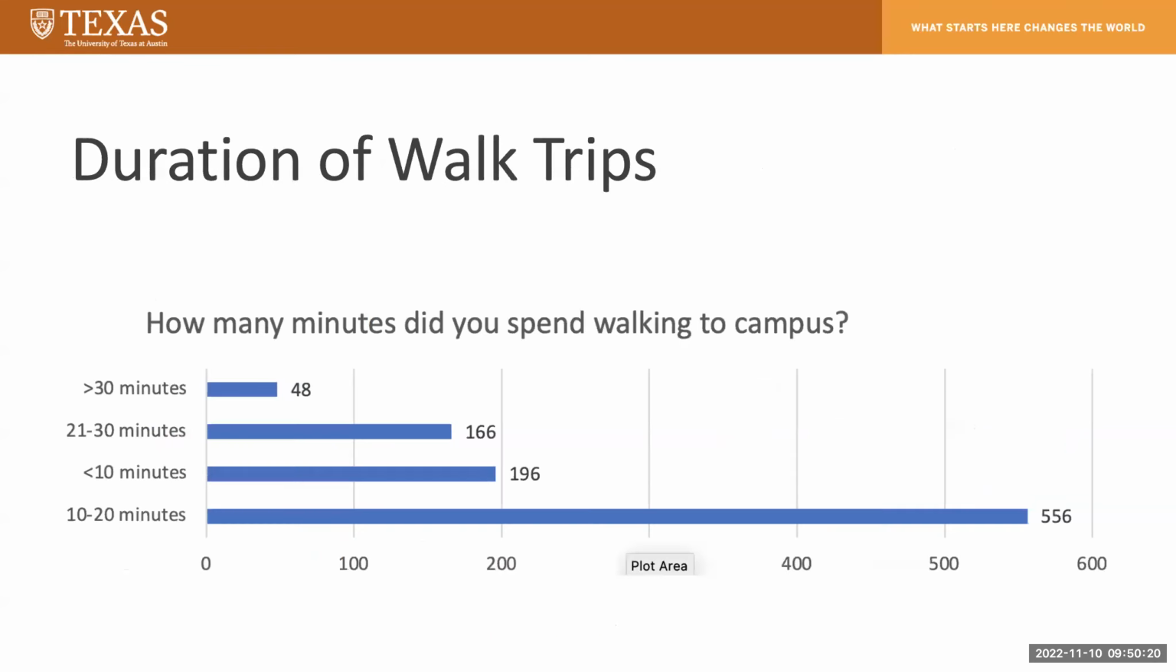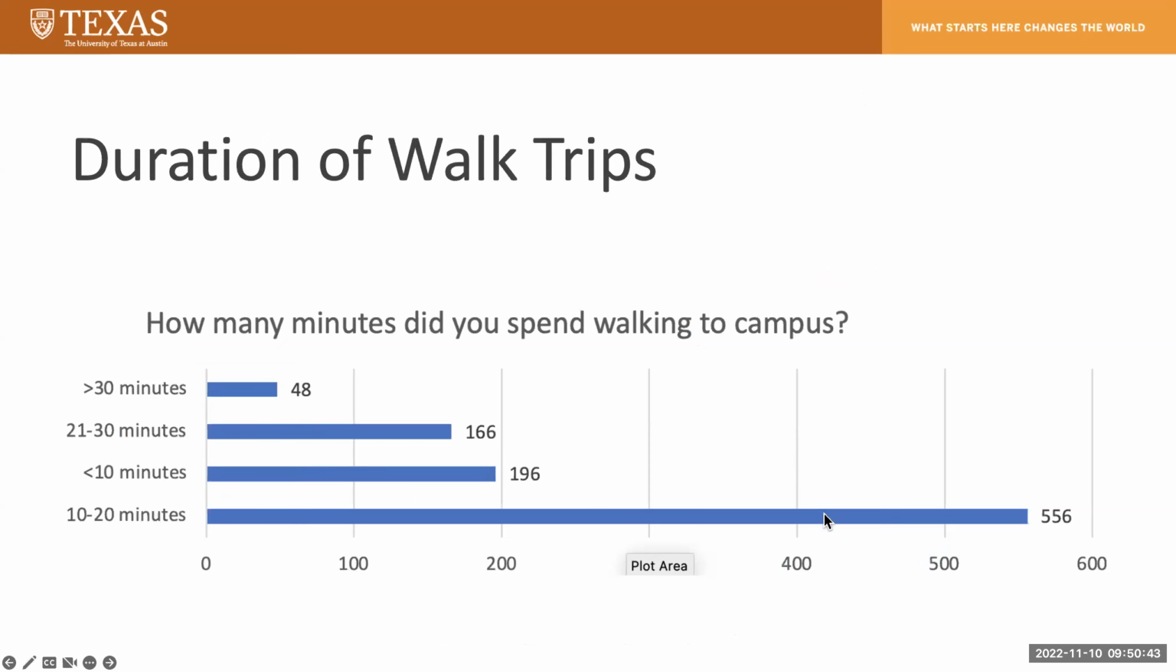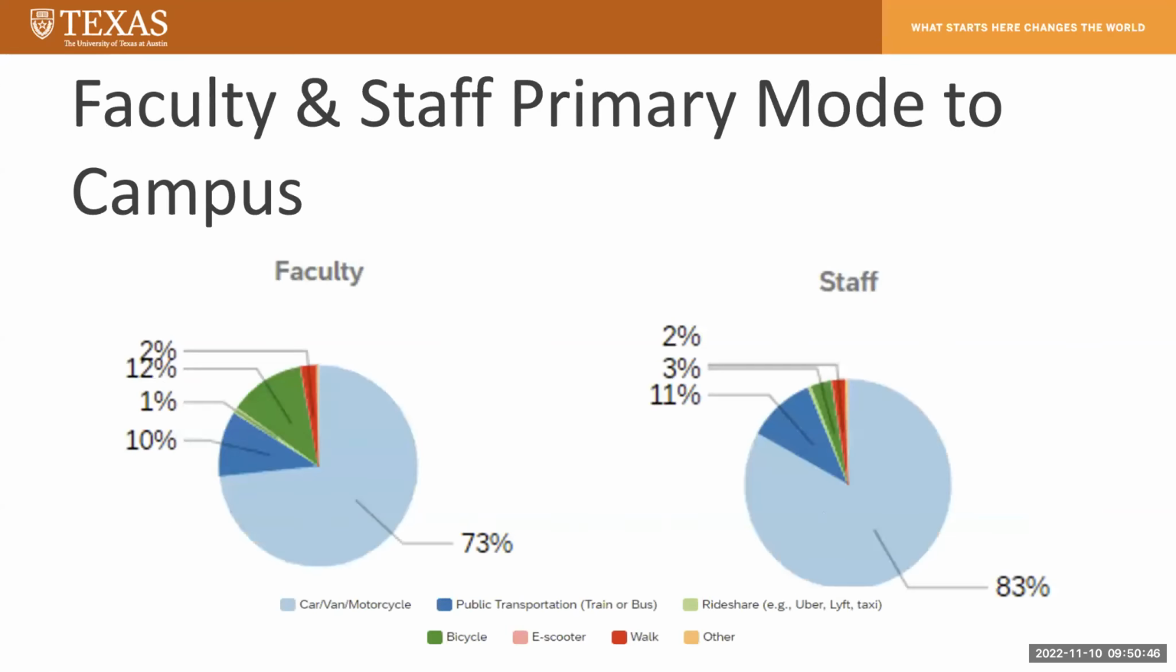We asked what the duration of the walk trips were, and most people walk about 10 to 20 minutes, and that was the primary response. Then looking at faculty and staff, this is no surprise. 73% of the faculty indicate that they drive to campus. 83% of the staff indicate that they drive to campus.